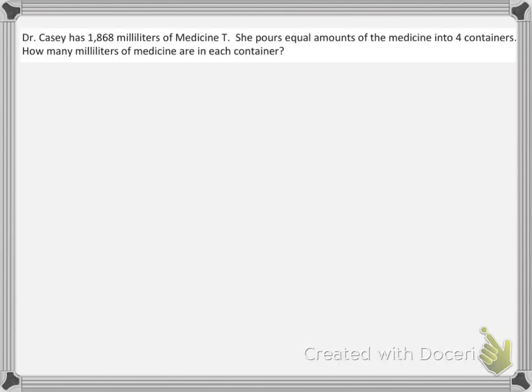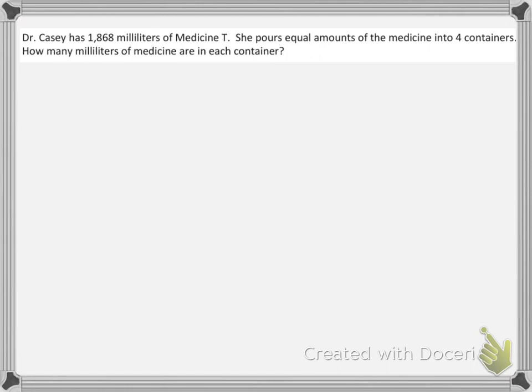First problem is a word problem. Actually, this whole lesson today is focusing on word problems, looking for those key words and drawing tape diagrams to help us solve and model the problem. So our first one is about Dr. Casey. Dr. Casey has 1,868 milliliters of medicine, T. She pours equal amounts of the medicine into 4 containers. How many milliliters of medicine are in each container?